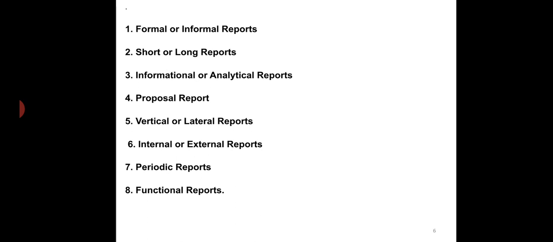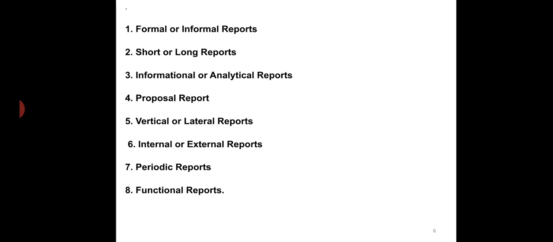And the next one is vertical or lateral report. Vertical report, in the sense, is nothing but it highlights the direction of the report, that is the movement of the report.